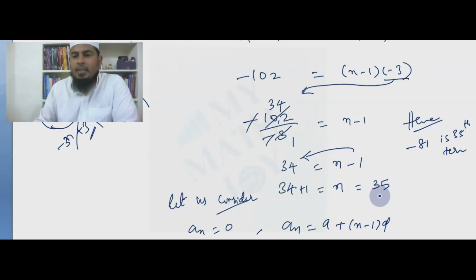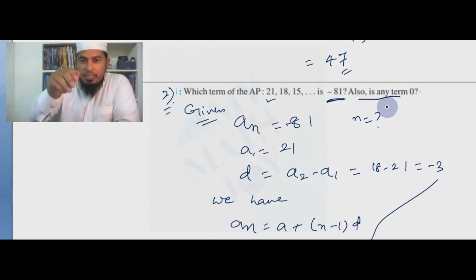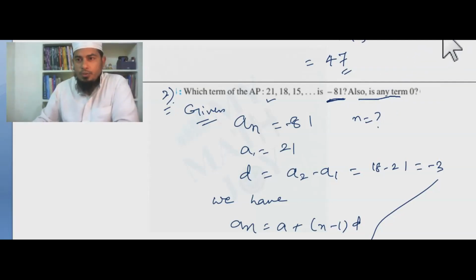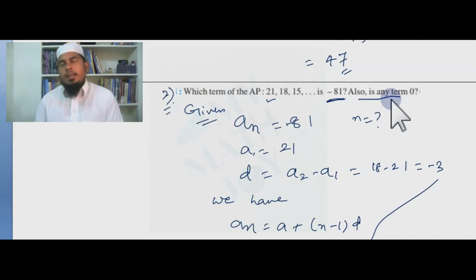So exactly when the n value is a positive integer, we decide that yes, the 35th term of the AP will be negative 81. Let us consider again: in the question he also asked, is any term 0? Why does this question ask me if any term is 0? Yes, this 0 can be in this AP, otherwise it cannot be. It tells me whether 0 can be in this AP or not.